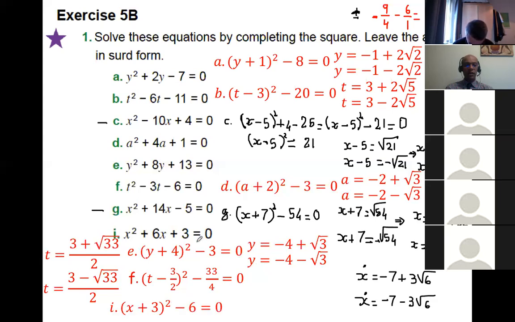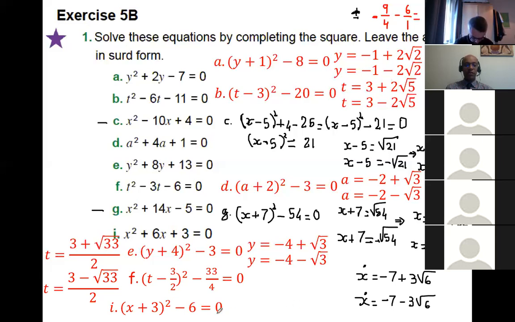So, the last one in the set here is x squared plus 6x plus 3. So we're going to divide 6 by 2, which gives us 3, x plus 3 squared. And because we've got 3 squared, we need to compensate, it's minus 9. So 3 minus 9, again, it's a negative, minus 6. So 3 minus 9 is minus 6. I got that right. Whereas 9 minus 3 is 6, positive 6.